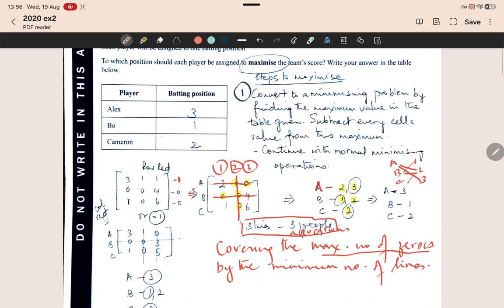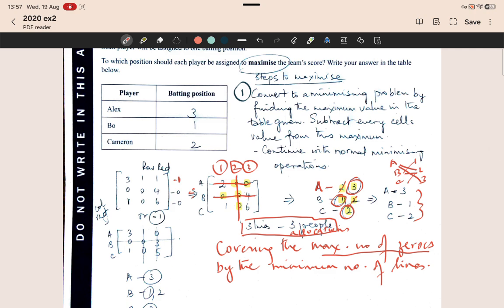Now this will help us to actually allocate. Because C can take only batting position 2, we allot 2 to C. Now if 2 is taken, then B gets position 1 and A gets position 3, and that is the allocation. So, to maximize the team's score, the only difference is the very first step.